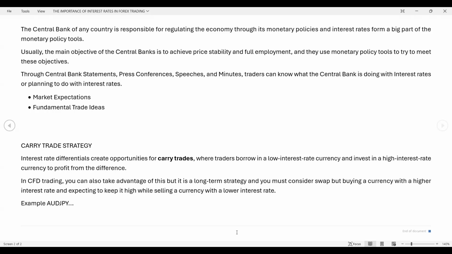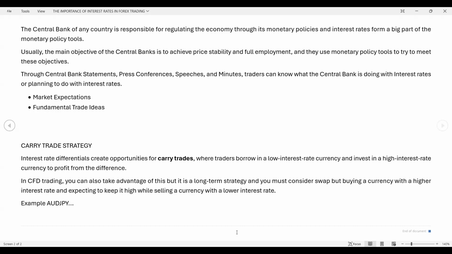Market expectation heading into the data release, or the central bank meeting, also forms trade ideas, and price tends to move in that particular direction. But you must understand that whatever the interest rate is, it forms part of the fundamentals, or the long-term direction, for any asset.